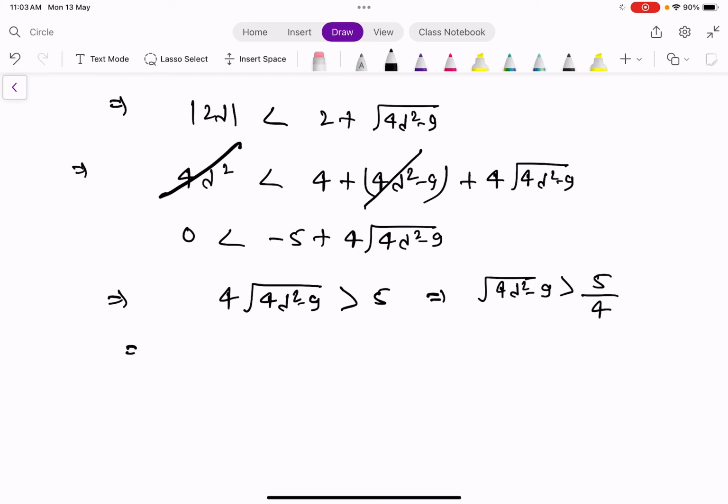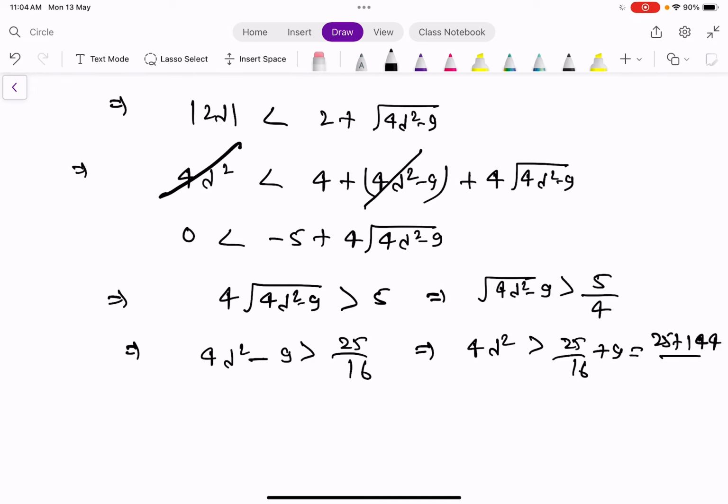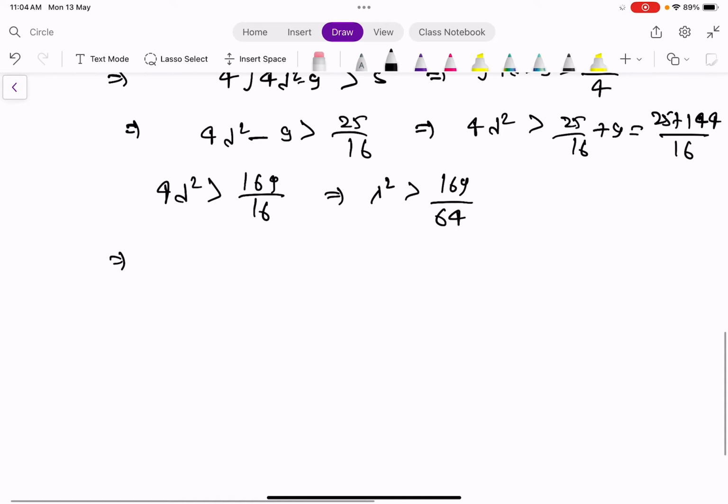Now squaring both sides again, 4 lambda square minus 9 is greater than 25 by 16. So 4 lambda square is greater than 25 by 16 plus 9, that is 25 plus 144 upon 16. So 4 lambda square is greater than 169 upon 16, that is lambda square is greater than 169 upon 64. Taking this number to this side, we can write it as lambda square minus (13 by 8) whole square is greater than 0.